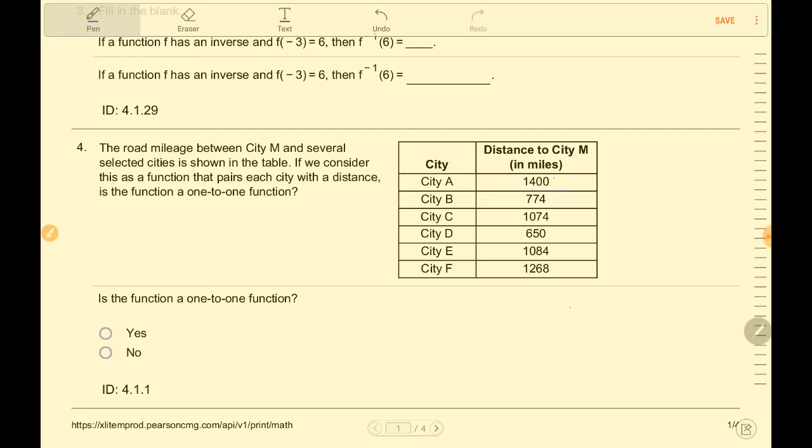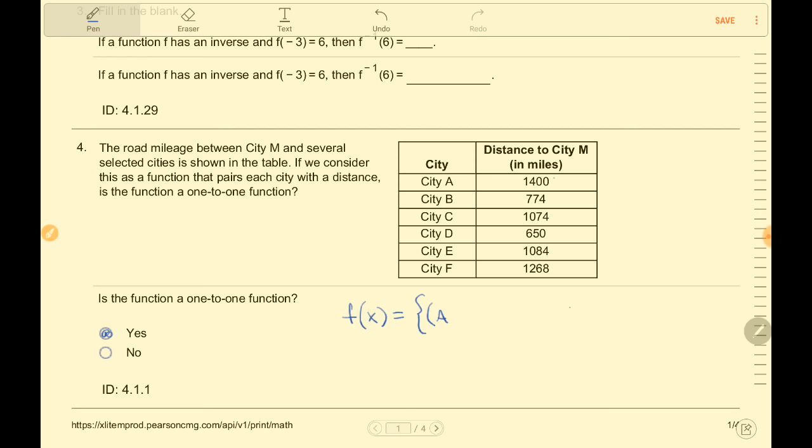And you'll notice that there are no repeated Y values or output values. In other words, there's no two cities that have the same distance from M, so it is one-to-one. So we would say yes, it's one-to-one. And now I want to write it out in function notation. So we've seen this sort of f of x notation already. And this is a discrete function, meaning it is a set of ordered pairs that I can list.